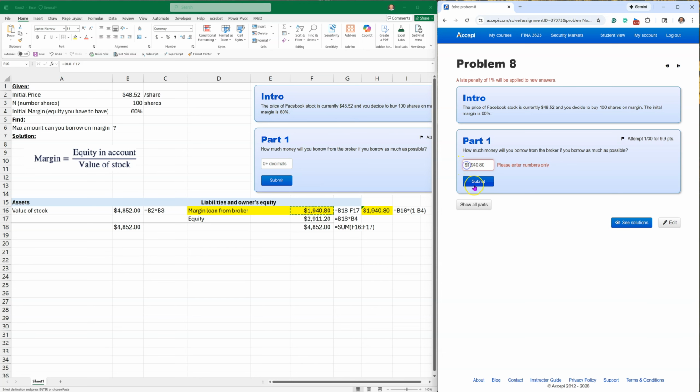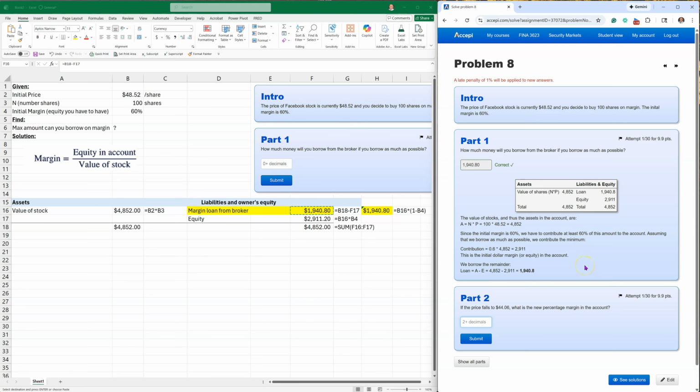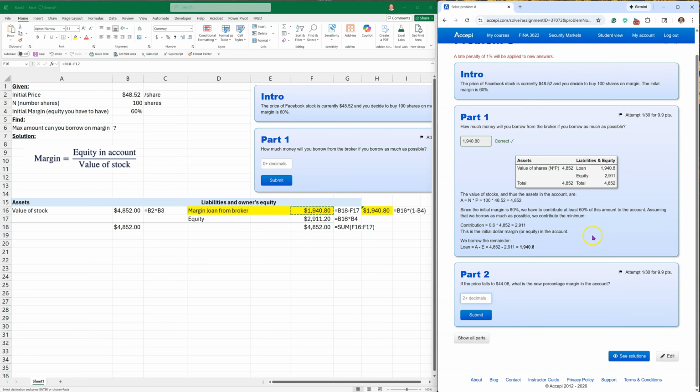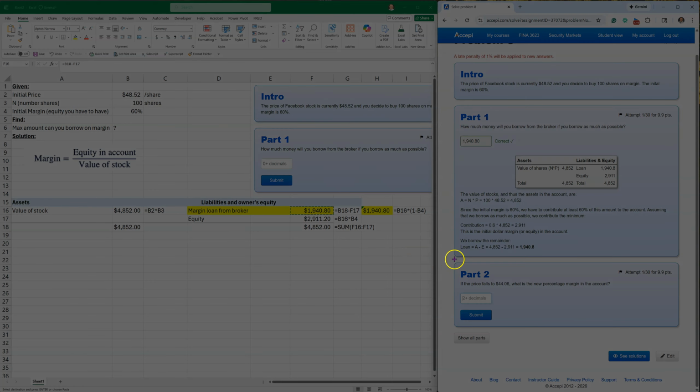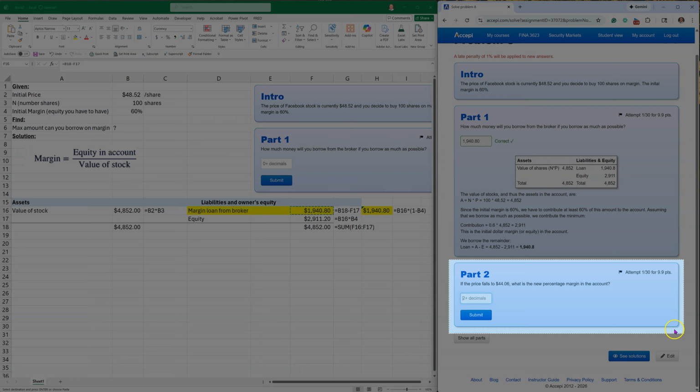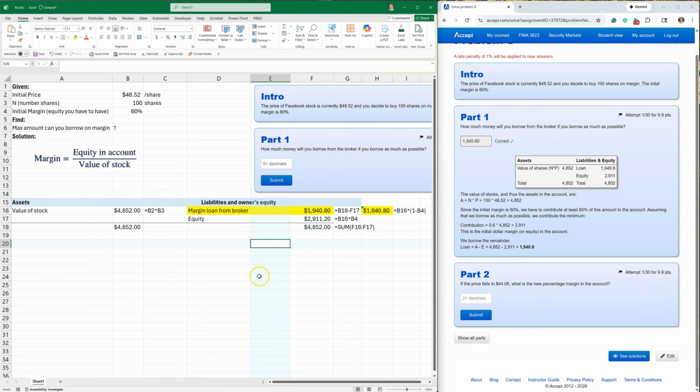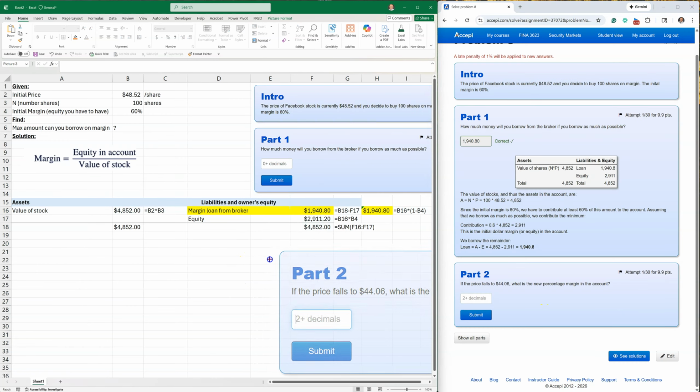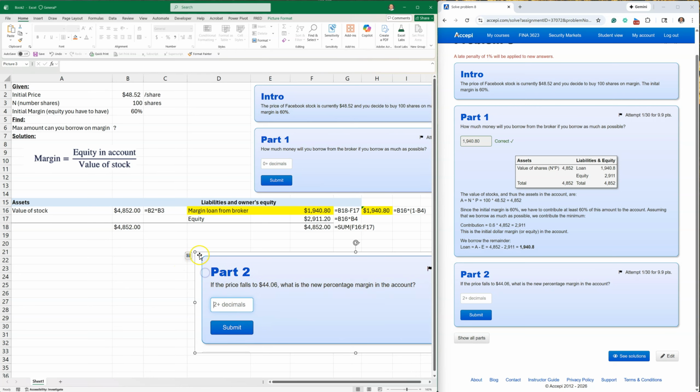We need to get rid of the dollar sign, and we got it right. So now let's go to part 2. Let's just copy that in. I'll put it over here so we can see it, and let me shrink it down a little bit, since it's taking up a lot of space in our sheet.